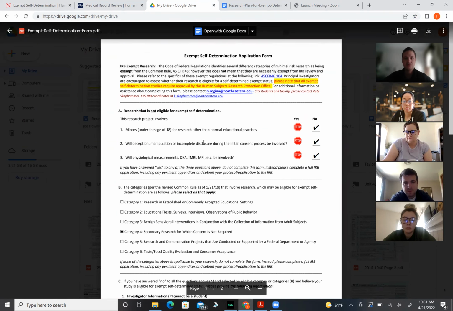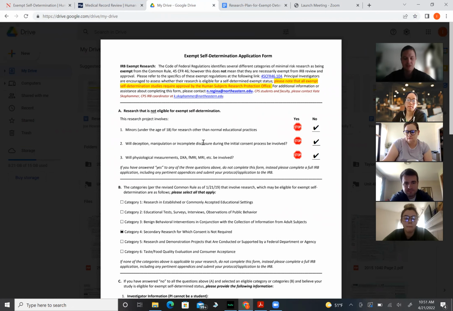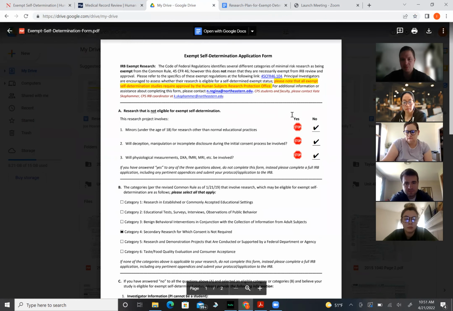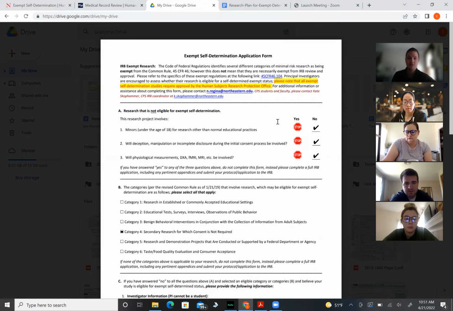So this is the first form. This is the exempt self-determination application form that we would be required to fill out. The first thing is it checkpoints you on research that is not eligible for self-determination. So minors, that would be a stop sign, that would put us on hold. We're not looking at minors. We've specifically outlined the criteria of our study that participants will be over the age of 18.